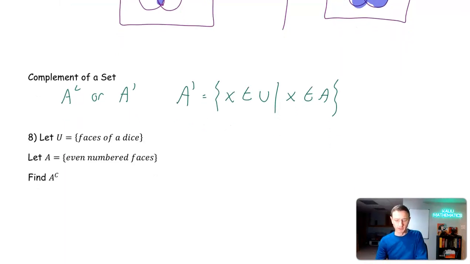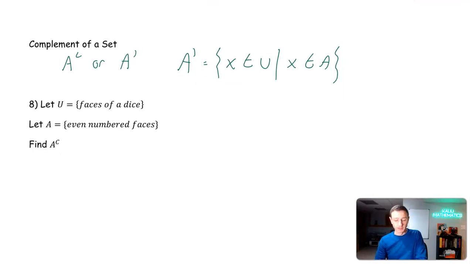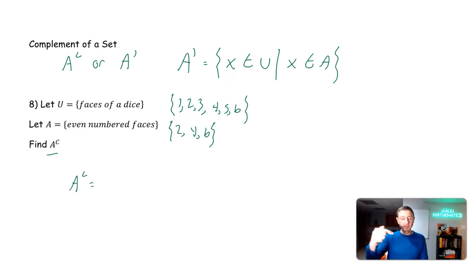The best way to describe it, let's just jump into an example. So the universe is faces of a dice. Let's just talk about faces of a dice real quick, just so we know. 1, 2, 3, 4, 5, 6 faces of a dice. The set A is the even number faces. So that would be 2, 4, and 6. The complement would be all of the faces of the dice that are not in set A.